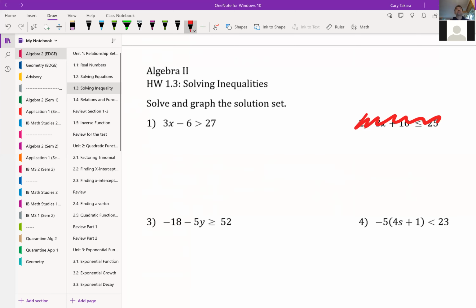So number one. And let's write down homework 1.3. Would you write this down? Homework 1.3, so that I will know which assignment it is when I see your picture to grade. I want to see those numbers. Okay, how are you doing on number one? Would you share the solution on the chat? What did you get for number one?